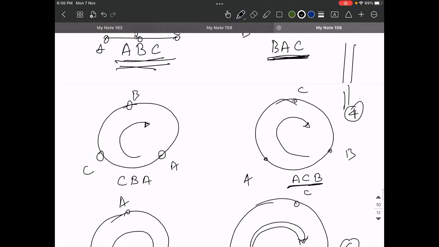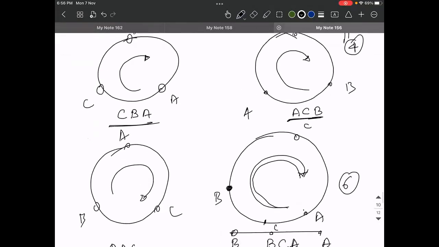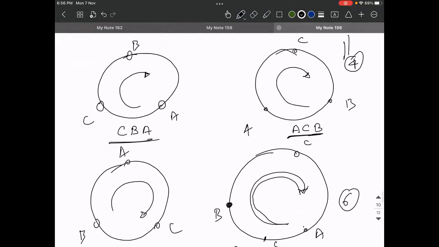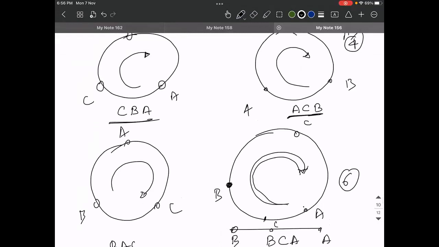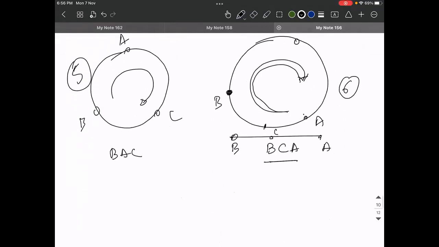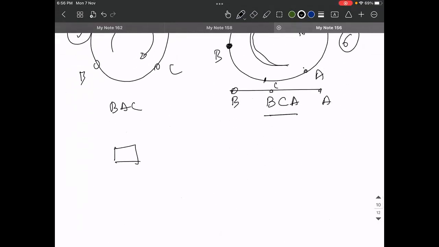Now again, you see this one, C, B, A, and this one. After C you have B, then A. After C you have B, then A. C, B, A, C, B, A. The order is same. That means your third one and the fifth arrangement, so third and fifth arrangements are also same.